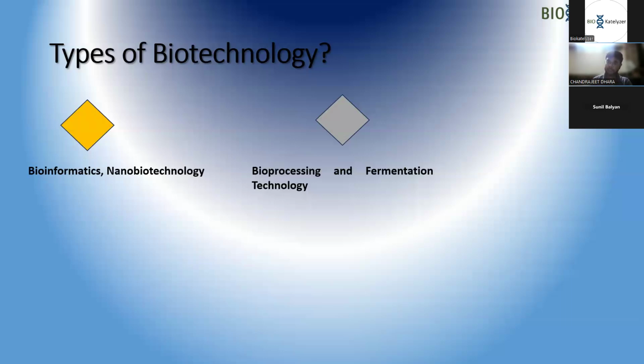So when we are producing or manufacturing certain ingredients or a certain vaccine or drug at a pilot scale, at a large scale, that is basically called bioprocessing engineering or fermentation technology. A very simple example of fermentation technology is production of alcohols, the liquor industry. So that comes under gray biotechnology.